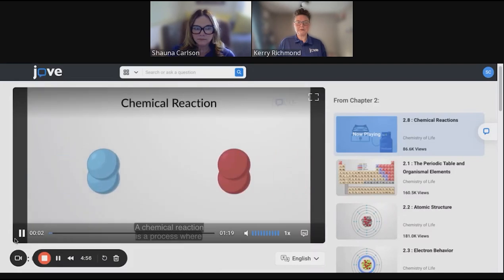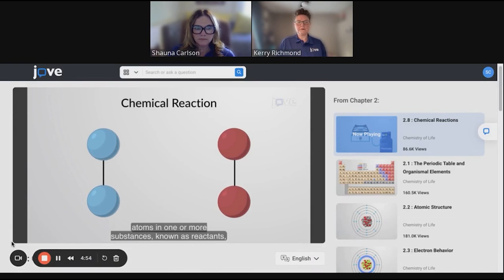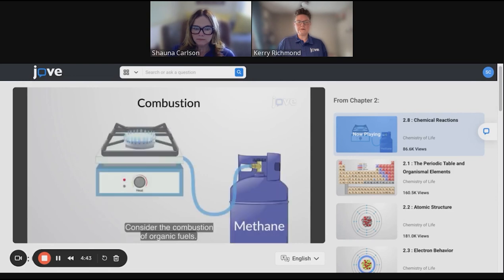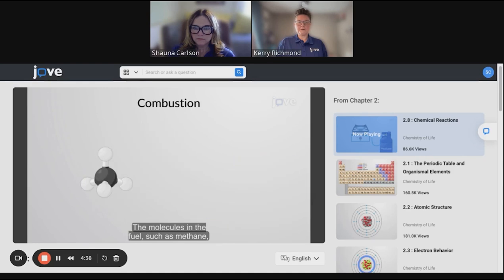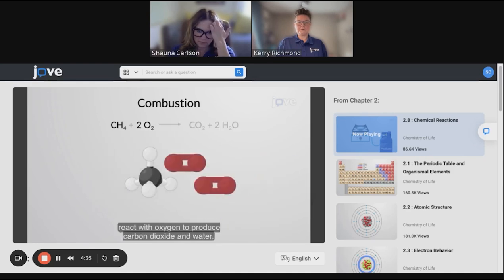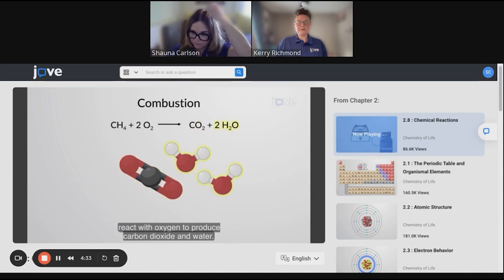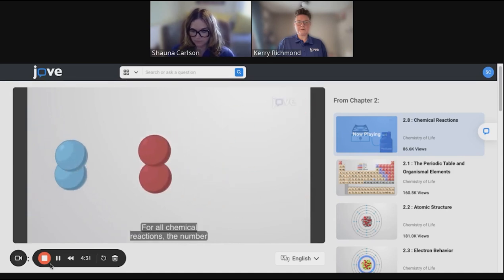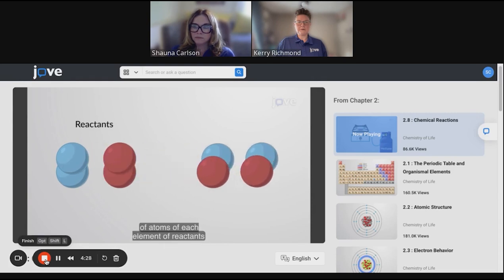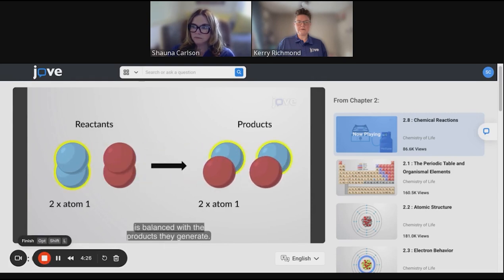A chemical reaction is a process where atoms in one or more substances, known as reactants, rearrange their structure by breaking the chemical bonds between their atoms and forming new bonds to create the products. Consider the combustion of organic fuels. The molecules in the fuel, such as methane, react with oxygen to produce carbon dioxide and water. For all chemical reactions, the number of atoms of each element of reactants is balanced with the products they generate.